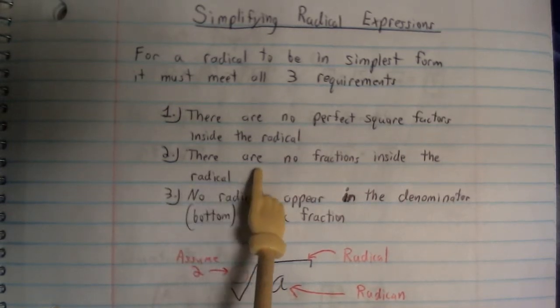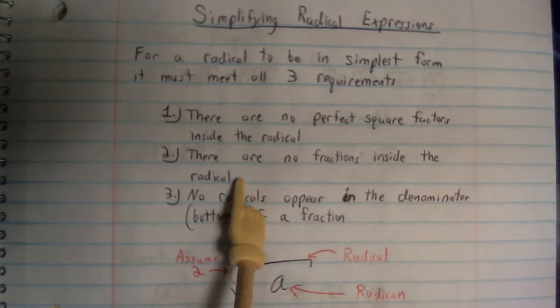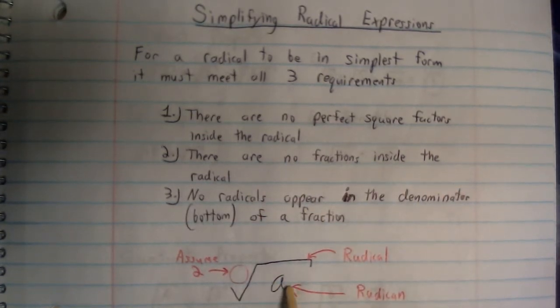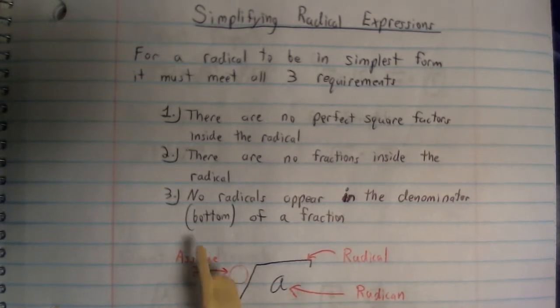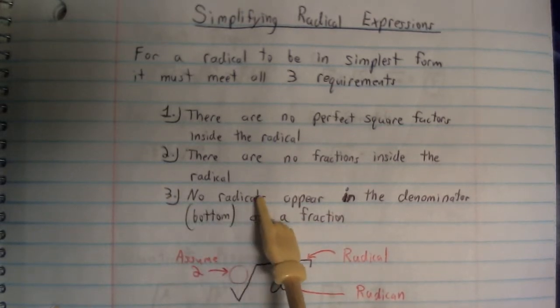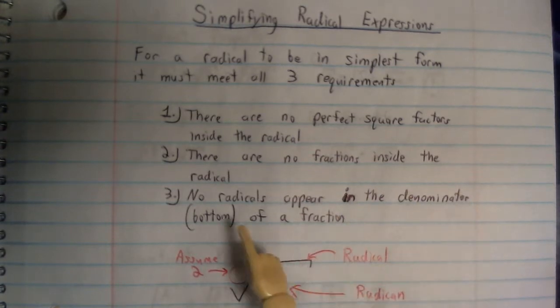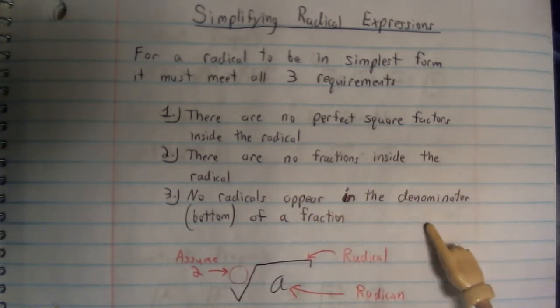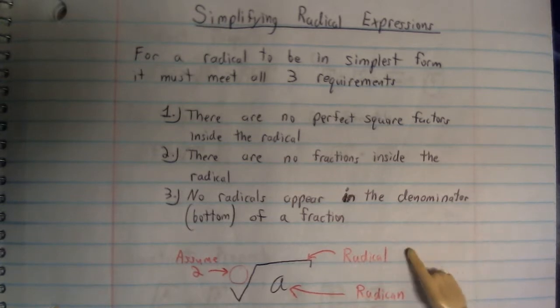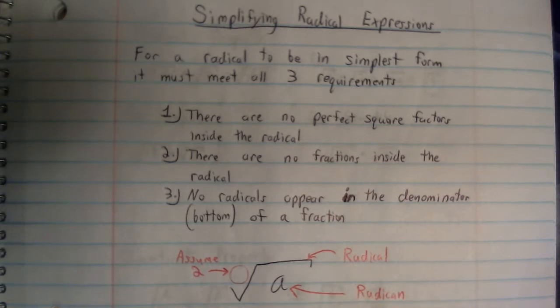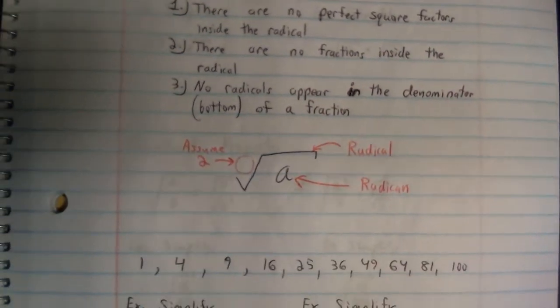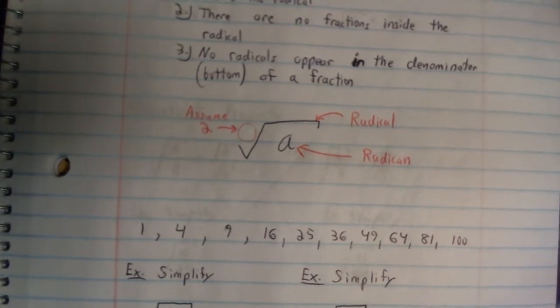The second thing is that there are no fractions inside the radical. Our radicand has to be a whole number. Fractions are no good. Third, there are no radicals that appear in the denominator or the bottom of a fraction. So we are going to see that we're going to have maybe like 2 over a number. We don't want that number on bottom to have a radical. That's no good. We want to make sure that the number on bottom is just a whole number at the very least, no radicals.